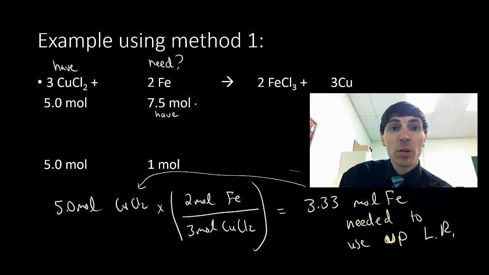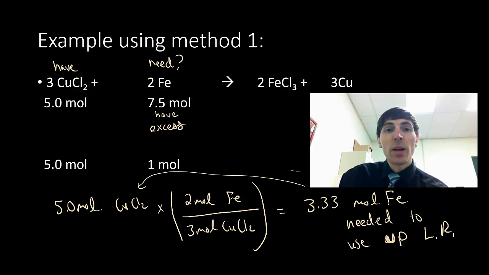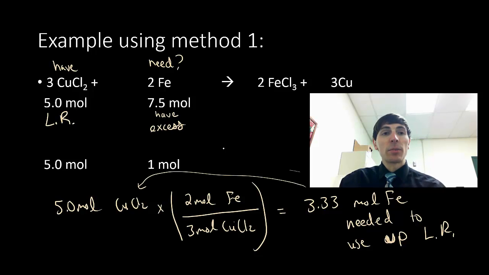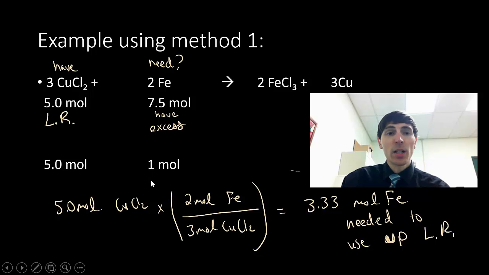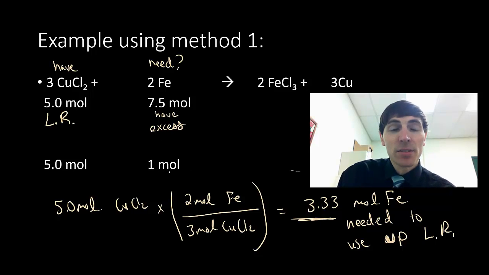So because I have more than I need, that reactant is automatically in excess. We have more than we need. And so if we have more than we need of this, that means that all 5 moles of this can react until it runs out, and we call that our limiting reactant. Okay? I want to take a look at this other example. Let's say we have the same problem. I have 5 moles. How much do I need? Well, I need 3.3. So I look at my pile, and I only have 1 mole of Fe left. So I do not have what I need.